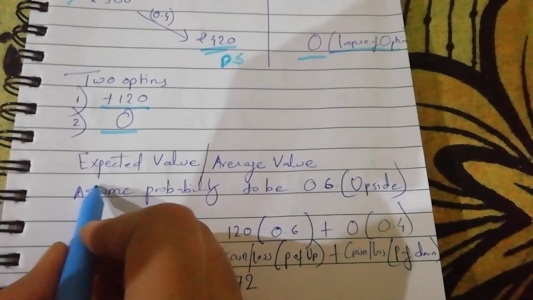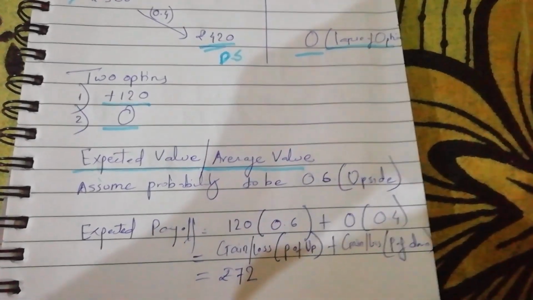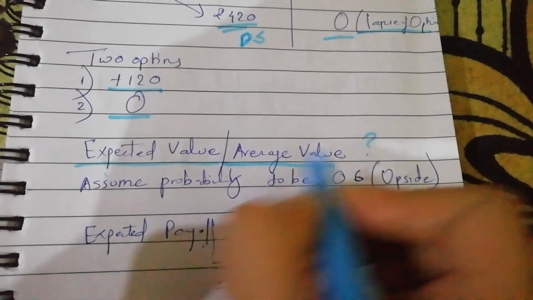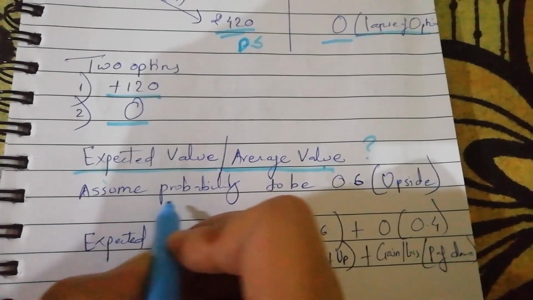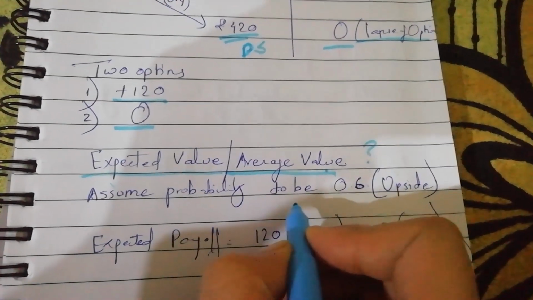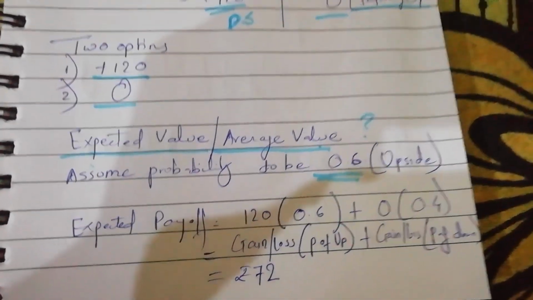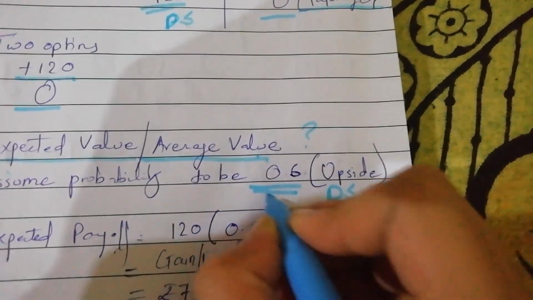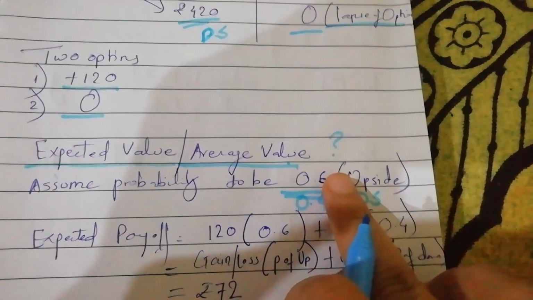So what should we consider? We have to say that it is supposed to be the expected value or the average value. Now how do we calculate this average value? For that we have to know what is the probability. For example, let us assume that the upside probability to be 0.6 or 60%. So downside will be 0.4. The calculation of the probability we will discuss further.